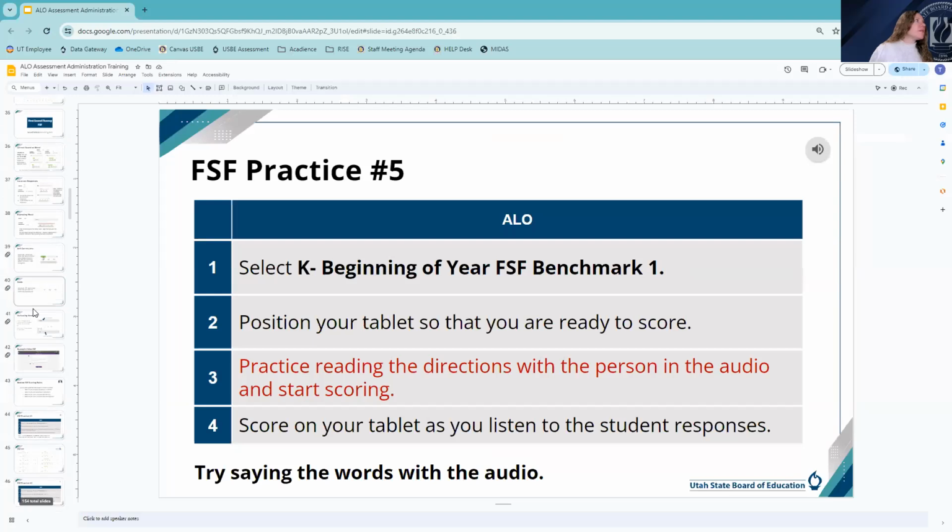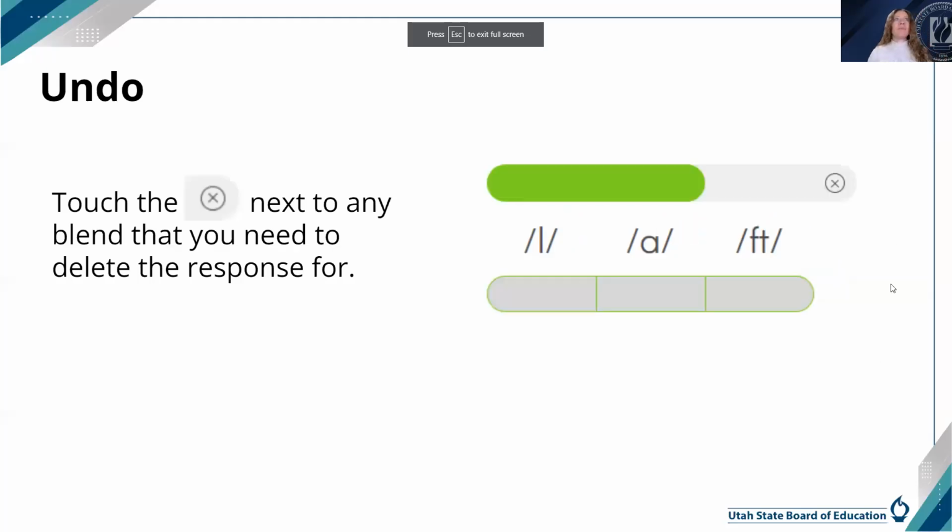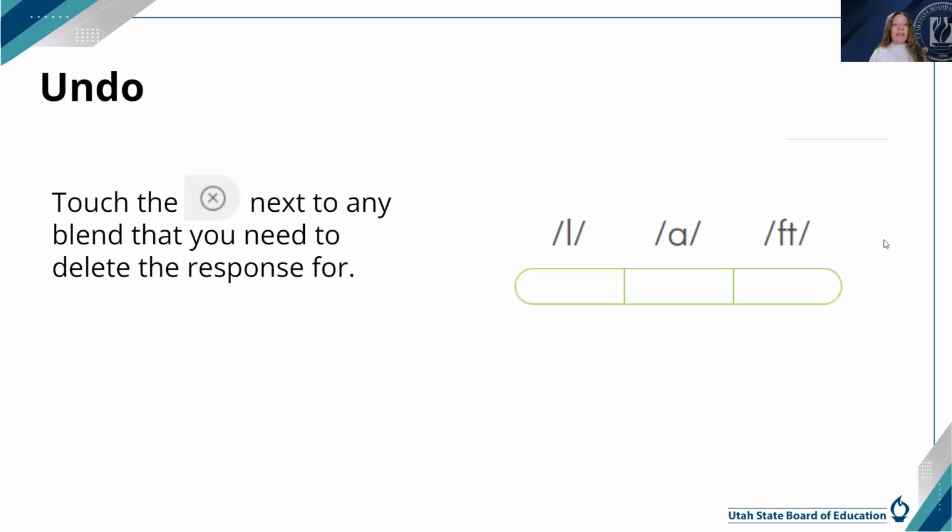Back real fast to undo. So the way that you undo, you have this bar with this X right here. If you touch that X, it will disappear. And yes, you can fix something after the timer has stopped. You can go back and fix anything after the timer has stopped. You just can't keep scoring new items or the last word after that, like 1 to 1.5 seconds after that timer ends. But you can go back to previous items and fix them.